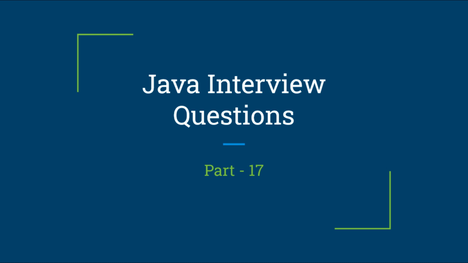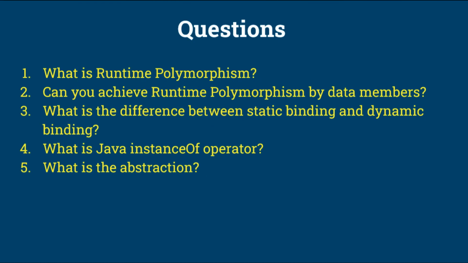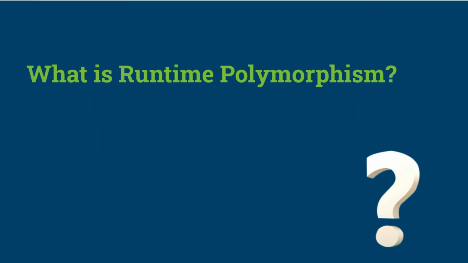You are watching part 17 of the full series of Java interview questions. These are the 5 questions we are going to discuss in this session. What is runtime polymorphism? Can you achieve runtime polymorphism by data members? What is the difference between static binding and dynamic binding? What is Java instanceOf operator? What is the abstraction?